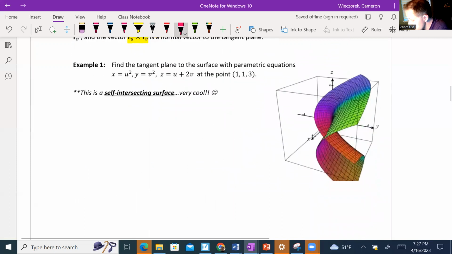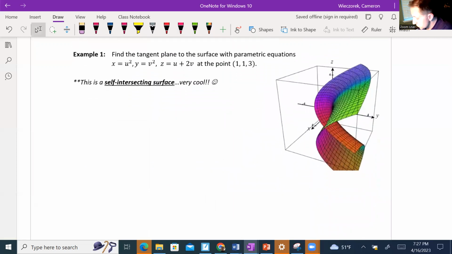So let's try an example. Let's find the tangent plane to the surface with parametric equations x equals u squared, y equals v squared, z equals u plus 2v at the point (1, 1, 3). You could put this on CalPlot 3D. This is actually a pretty cool surface. It's called a self-intersecting surface, so it actually crosses through itself while still remaining one piece. You can see a small side view that I snipped of it there, but go on CalPlot and take a look at it. It kind of slices through itself.